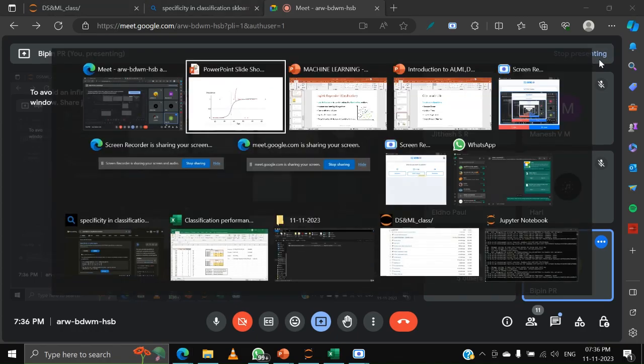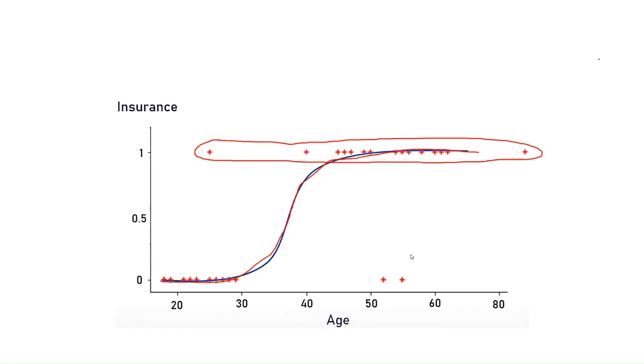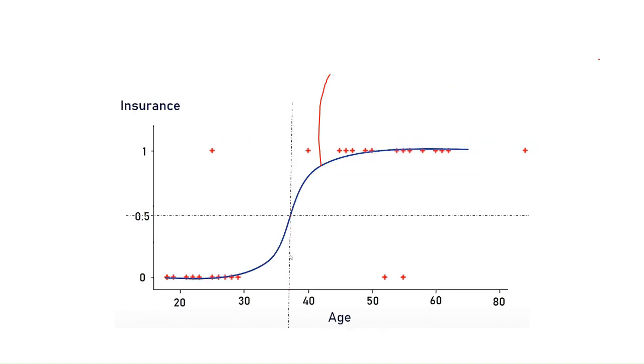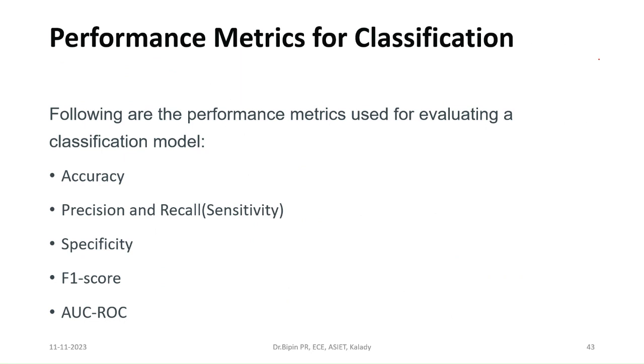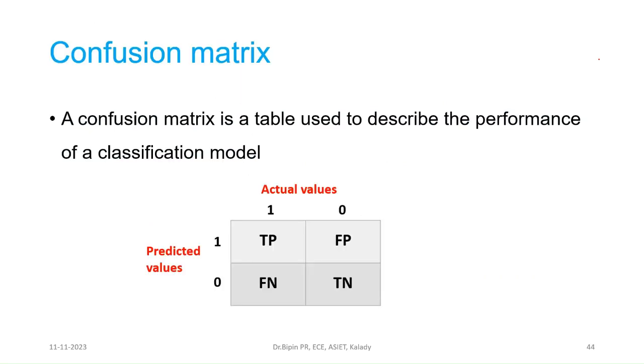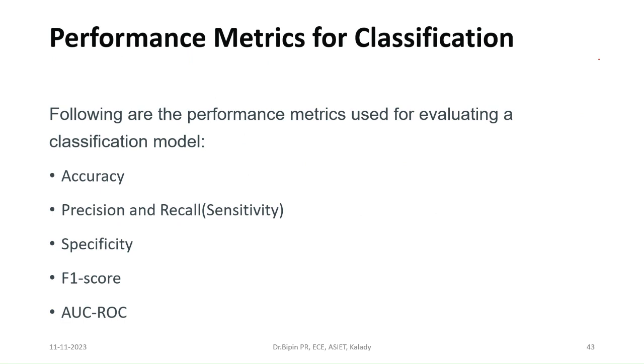Okay. So the thing is, we can use linear regression for classification, but the output we will be getting is not up to the expectation. So that is the reason why we are going for logistic regression using a sigmoid function. Okay. Now some performance metrics for classification.